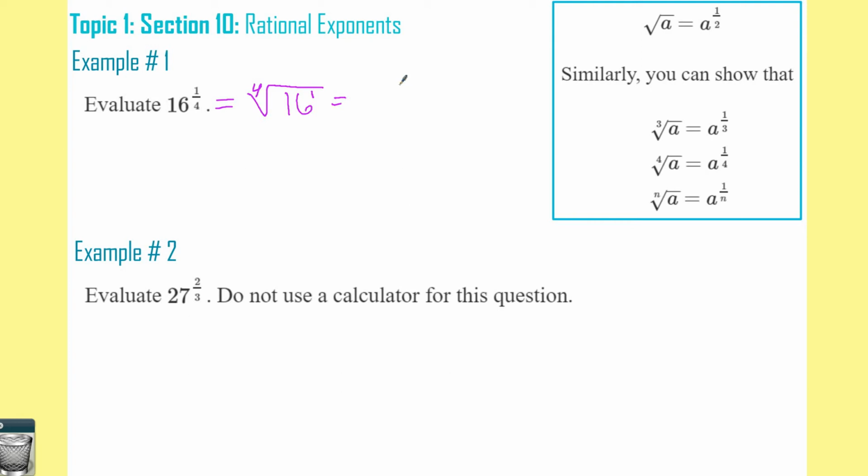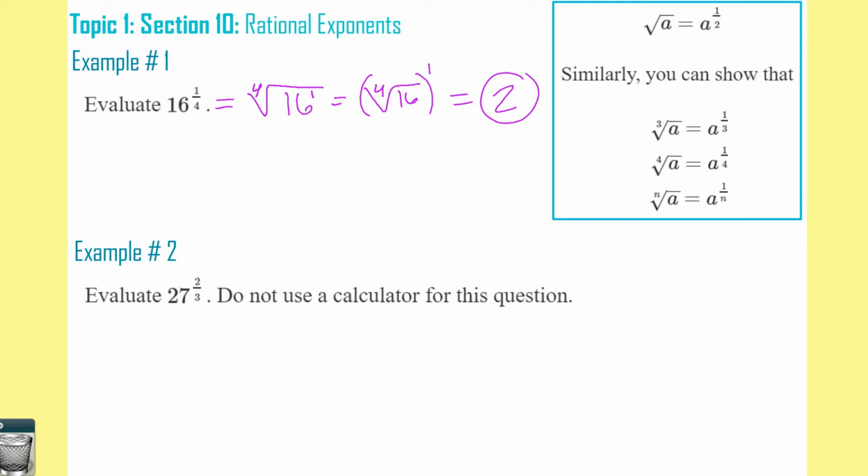Okay, this is also the same thing as saying the 4th root of 16 to the 1st power, right? I'll show you what that means again in the next one, but it just means I can have that exponent inside or outside of the radical. I can do them in reverse order. So here the 4th root of 16 is just 2. Okay? So that's what we want to remember.